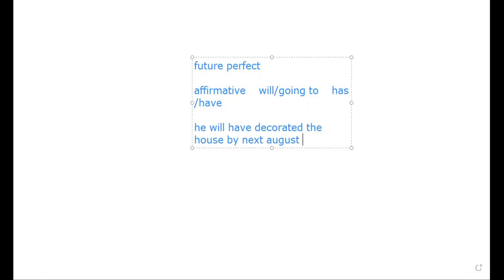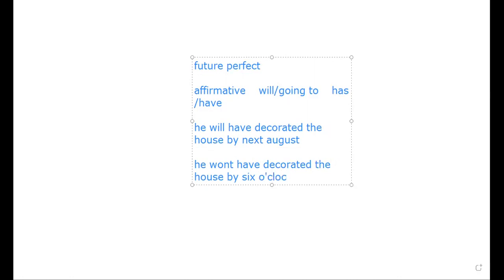Okay, next, let's take a negative one, which will be: he won't have decorated the house by next, or let's say by 6 o'clock. Here the sentence is an active negative sentence, and the one at the top is a positive one.